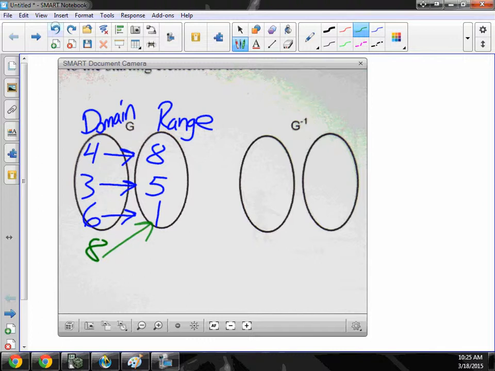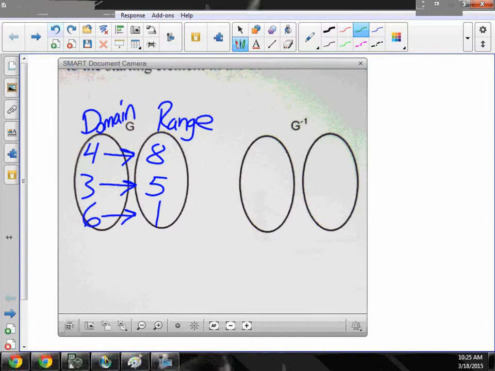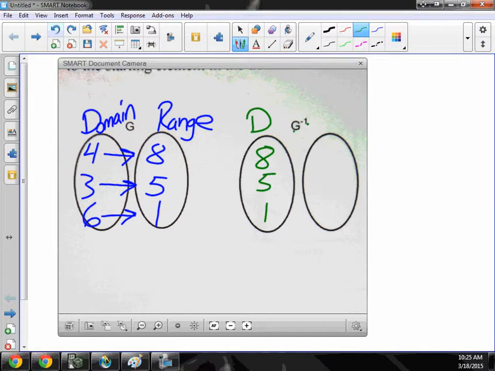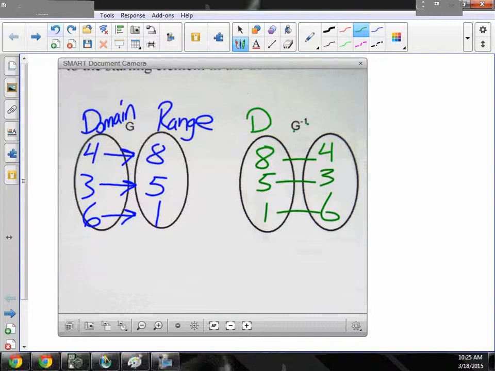Okay? Now the inverse of a function means take the domain and slide it over to where the range is, and take the range and slide it over to the domain. So my new domain for the g inverse function is 8, 5, 1, and my range is 4, 3, 6, and the lines are still attached to where they were before. Does g inverse represent a function? Yes.